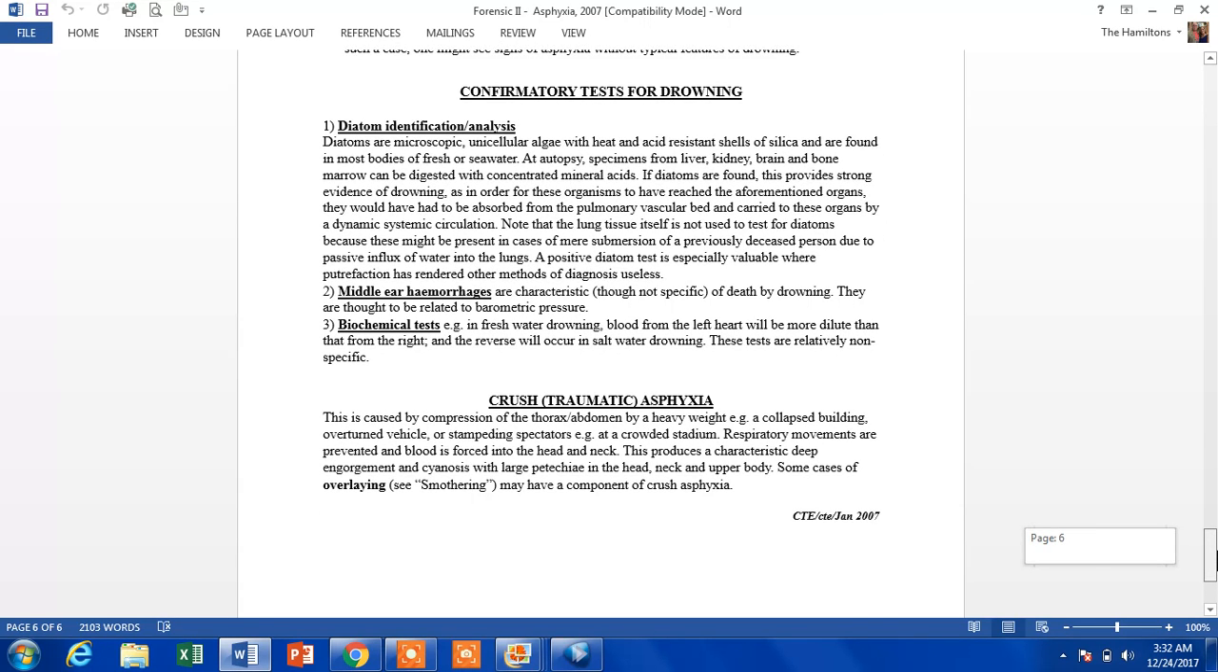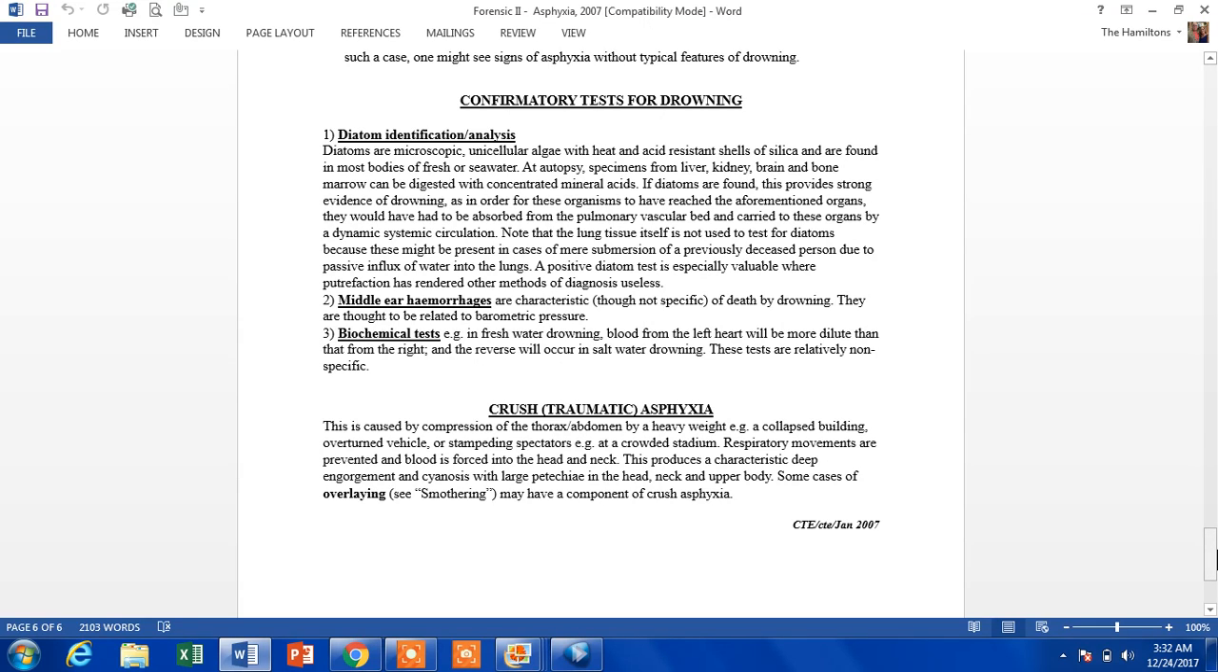Crush asphyxia is traumatic. This is caused by compression of the thorax and abdomen by a heavy weight, for example, a collapsed building, overturned vehicle, or stampeding spectators, for example, at a crowded stadium. Respiratory movements are prevented and blood is forced into the head and neck. This produces a characteristic deep engorgement and cyanosis with large petechiae in the head, neck, and upper body. Some cases of overlaying may have a component of crush asphyxia.